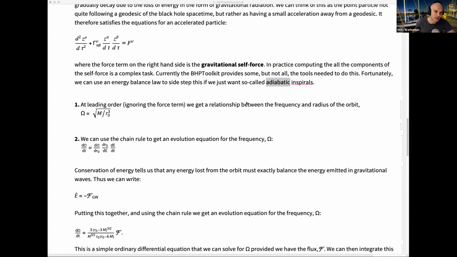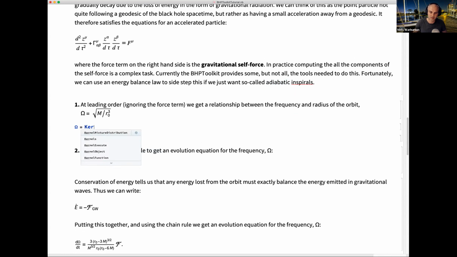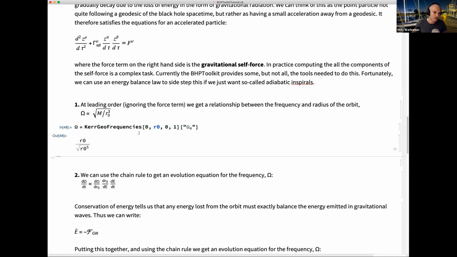At leading order, we get the relationship between the frequency and the orbital radius, again for quasi-circular orbits. This is going to be the same as what is given by this command, where we want just the azimuthal frequency. It hasn't simplified it fully, but those are the same. The toolkit always returns, effectively, results where capital M is set to 1, so sometimes you have to put that M back in where appropriate.